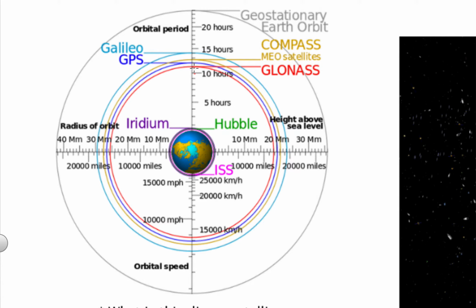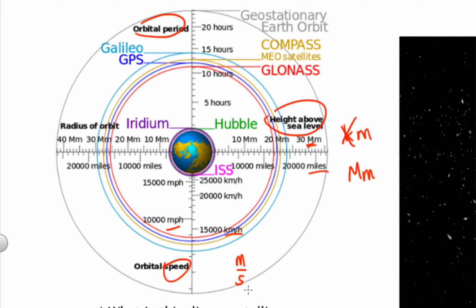They show on this axis time, or orbital period. And then on this axis, they show the height above sea level, and it's in a weird unit of measurement, capital MM, so not meters, not kilometers, but capital MM, and since you guys all know your metric prefixes, I'll leave that to you to figure out. They also have miles, in case you're interested. On this axis is the orbital speed in miles per hour or kilometers per hour, and you could of course convert to meters per second so that your calculations are a little bit easier.